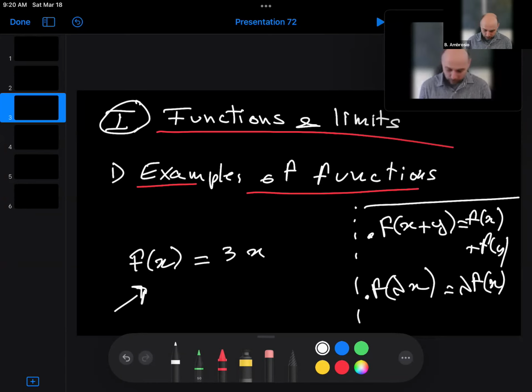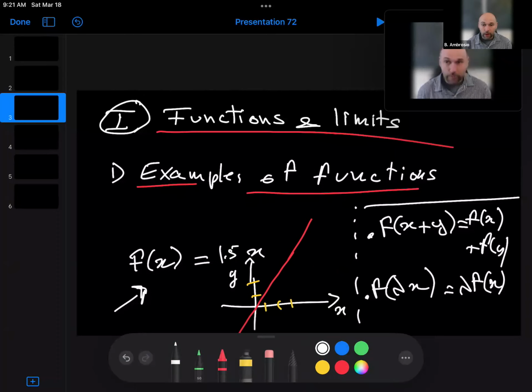If I want to give a representation of it, let's do it in yellow, 1, 2, 3. I will have a hard time representing 3x, so I will change it and put, let's say, 1.5x. And now, more or less, the function has this shape, if here it's x and here it's y.